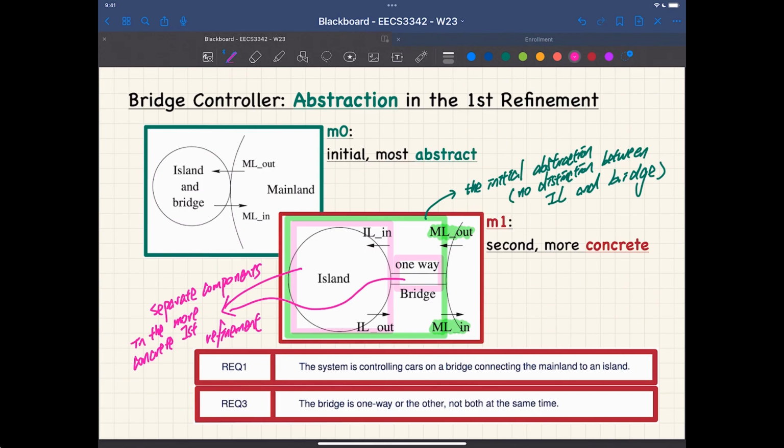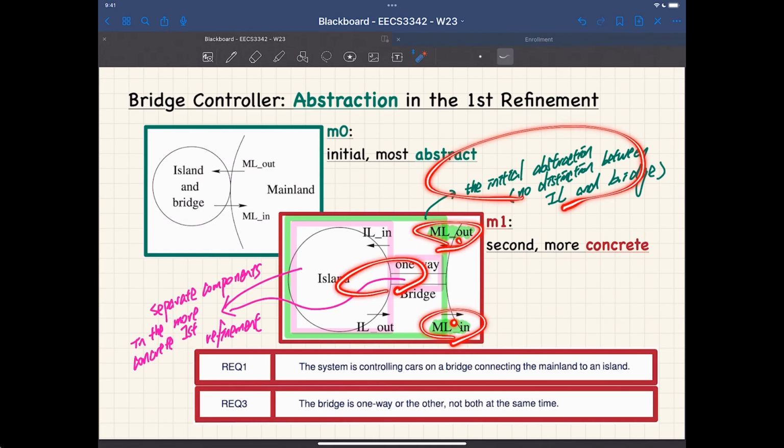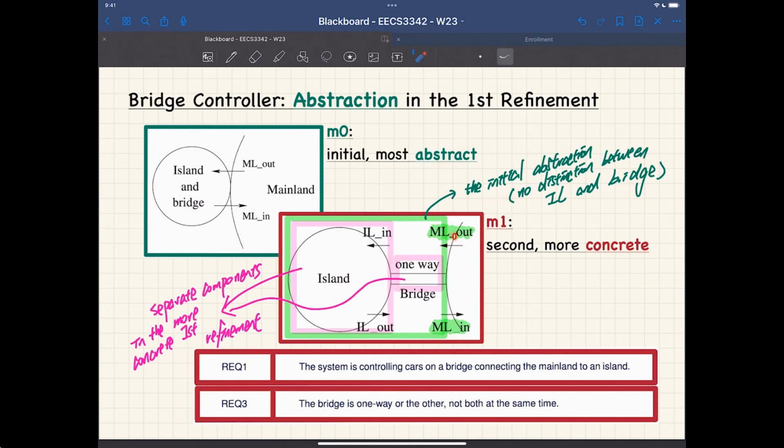All right? And one very important thing to mention is a look ahead. We're going to see ML out and ML in. They already exist back in the initial model, but they still exist in the new model here. So we have to see how we can redefine or overwrite their definition. We're going to see that, depending on what variables we have in the first refinement, of course. But we'll get there a little bit later.